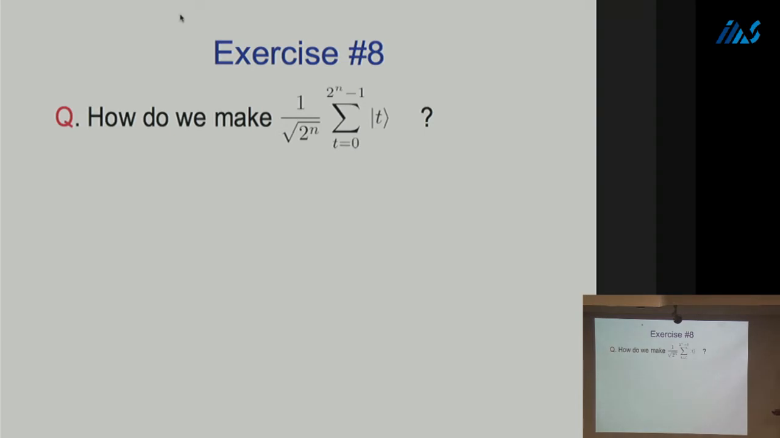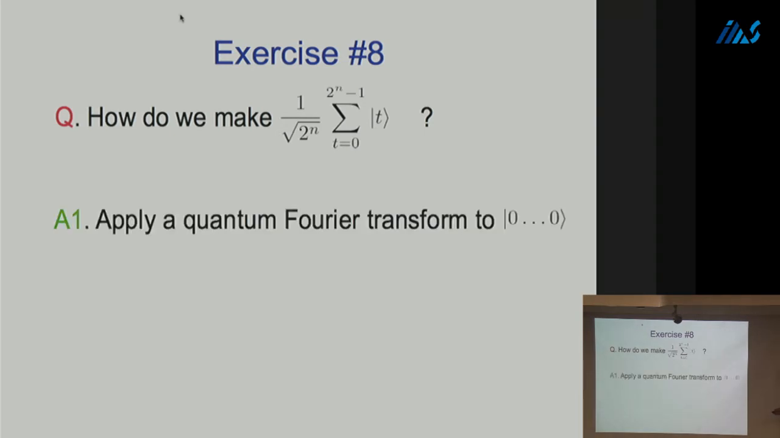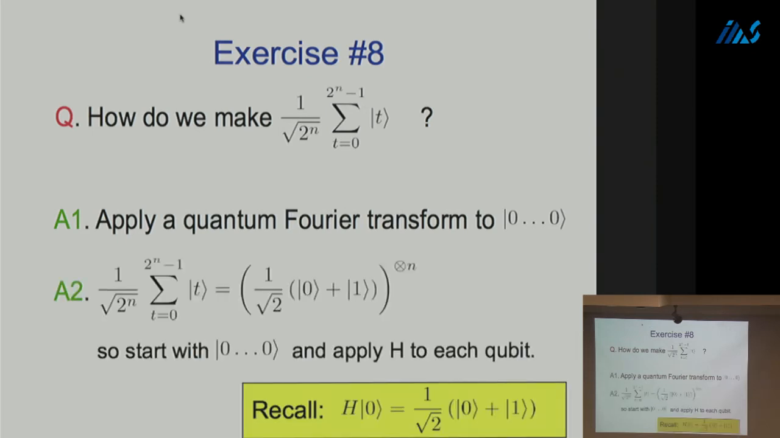Okay, and we need to make the uniform superposition over t at the beginning. Well, we've seen this problem before. We can apply a Fourier transform. It takes the all zero state to the uniform superposition with no phases. So it's just like making the phi m state, more or less. Actually, we don't need anything as fancy as that.